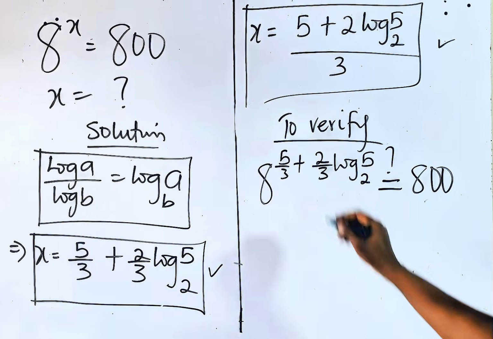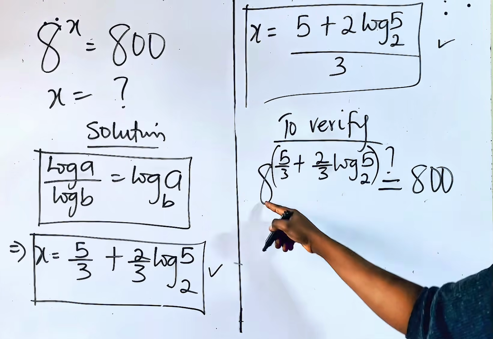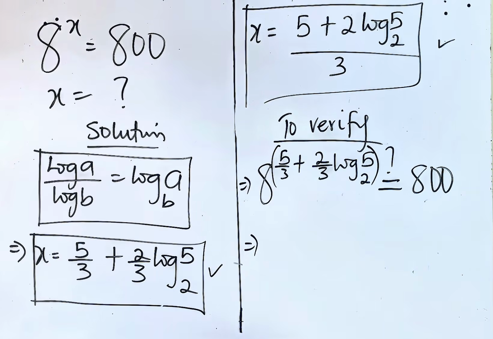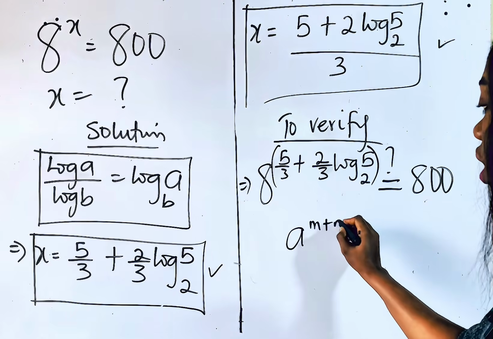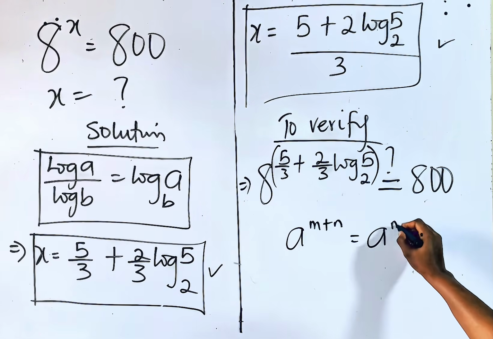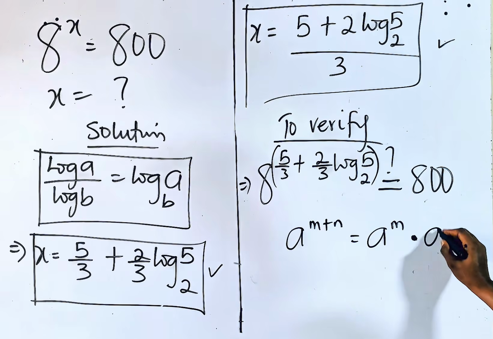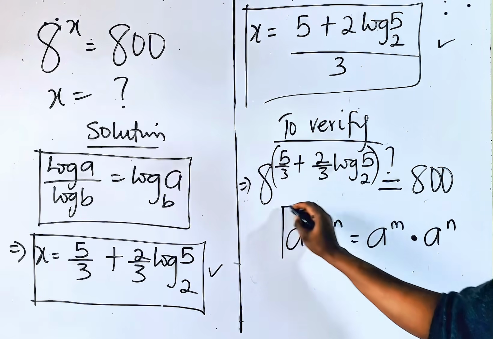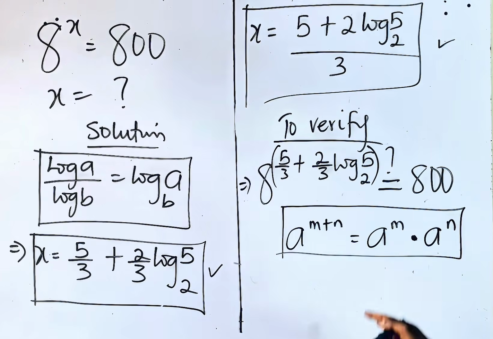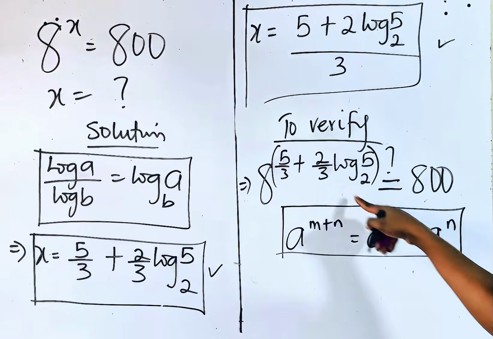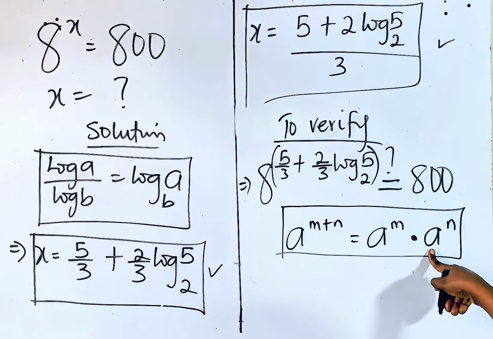Now what do you do? Remember, these are serving as the power of this 8. So what we do is, just remember at this point that for every a to the power of m plus n, it's always a to the power of m times a to the power of n. Addition at the power turns to multiplication. This is your rule of exponents. If you look at this, you see that this is of this form. So we're going to turn it to be in this form to help us simplify.